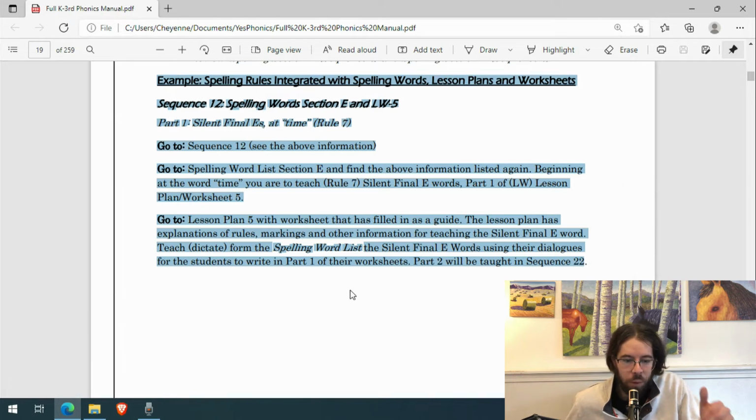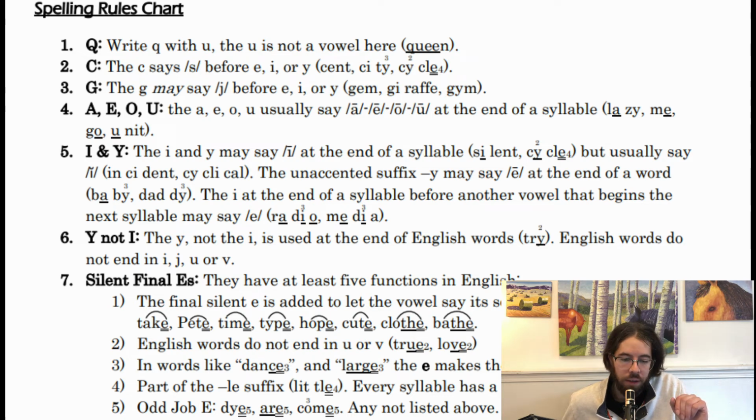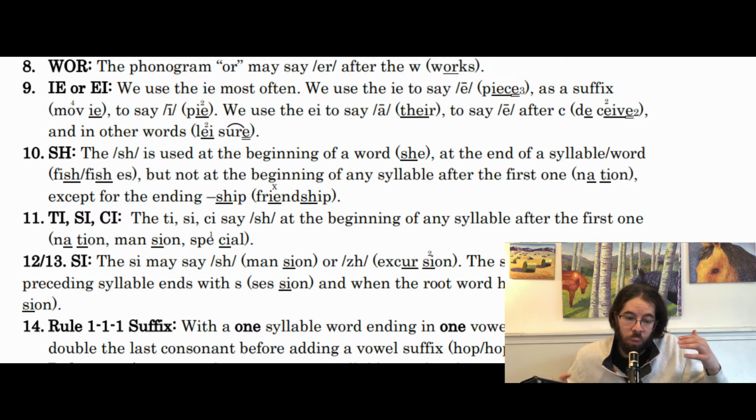So, example spelling rules integrated with spelling words, lesson plans, and worksheets. Sequence 12, spelling words section E and lesson worksheet 5, part 1, silent final E's, starting at the word time. Rule 7. As you can see, you guys, a lot of these words are going to equate to spelling rules, and we will go through the spelling rules at a certain point as well. And again, the spelling rules aren't meant to be memorized.